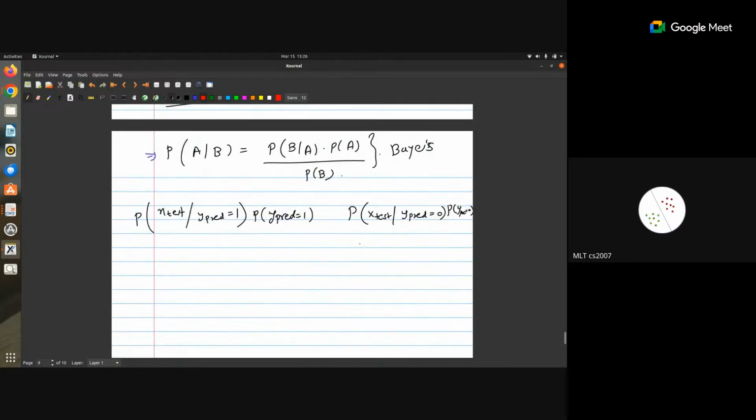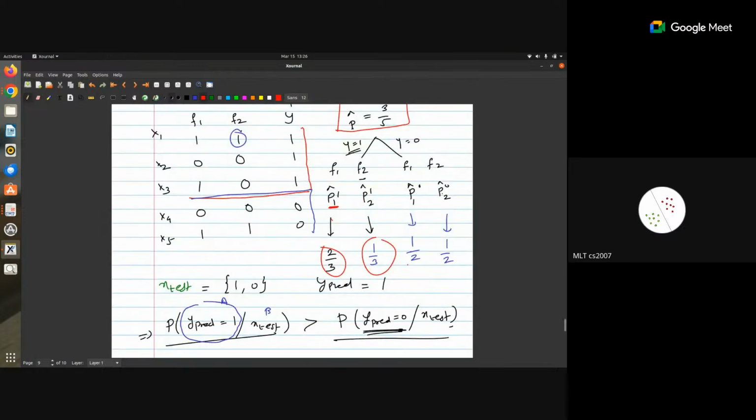So what is the probability of X test given prediction equals 1? What does that mean? When I am having y equals to 1, what is the probability associated with this part? 2 by 3. So the first feature is f1 and this is f2, right? I need to find the likelihood or the probabilities. How will it be? 2 by 3 into 1 by 3. This is 0, right? This is a probability. 1 by 3 is the probability for when it appears to be 0.